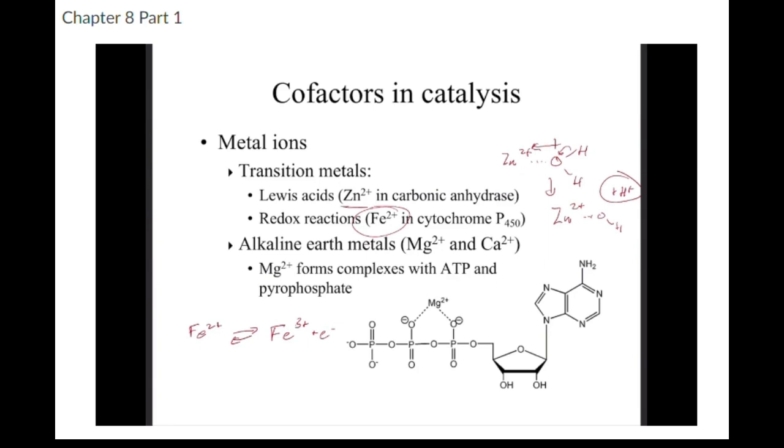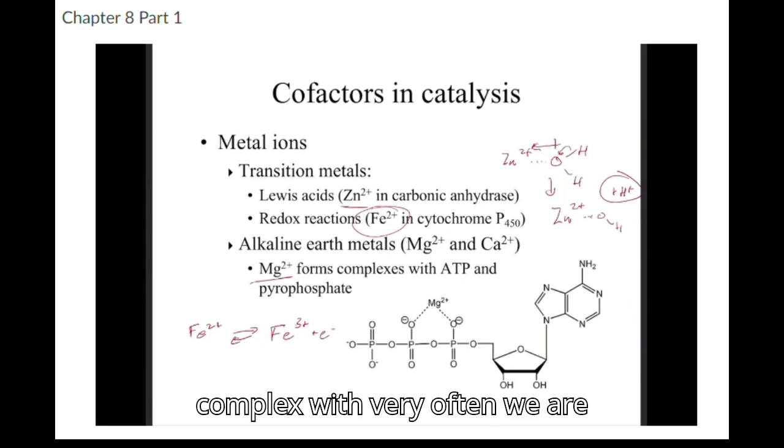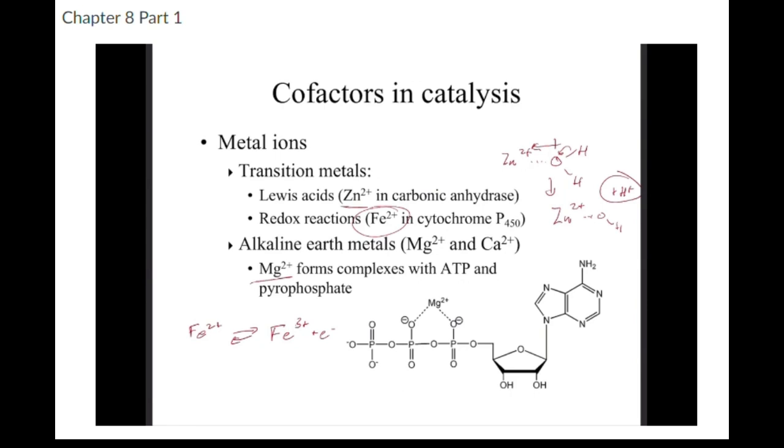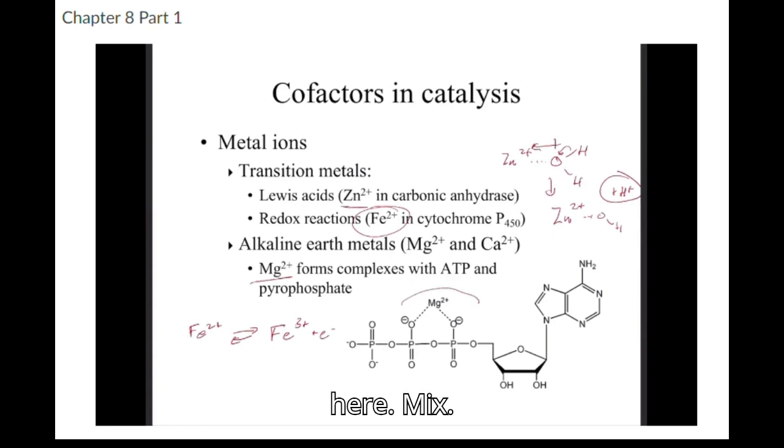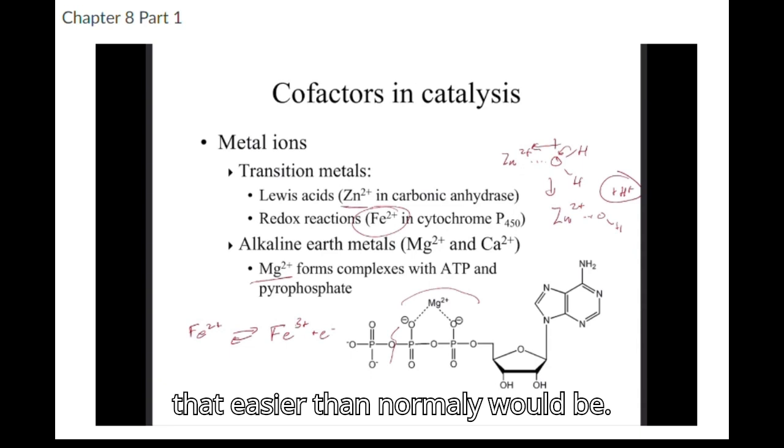Alkaline earth metals like magnesium and calcium can play roles in enzyme mechanisms. Magnesium in particular forms complexes with ATP. So very often where ATP is used as a substrate, magnesium will form an interaction, as we see here. What it does is it simply makes this bond more easily broken, so that the transfer of that phosphate ends up being a lot easier than it normally would be.